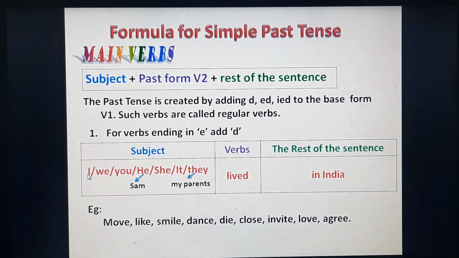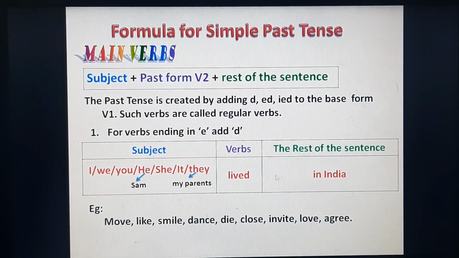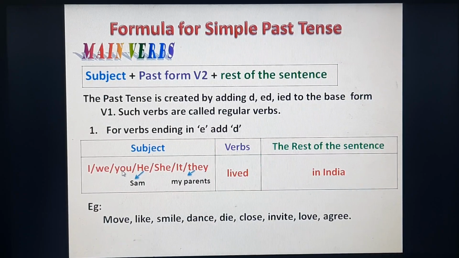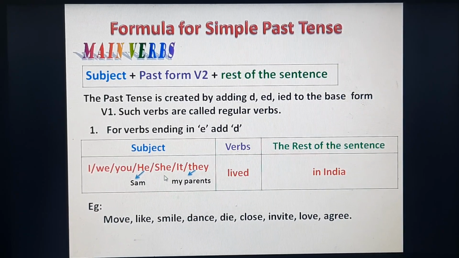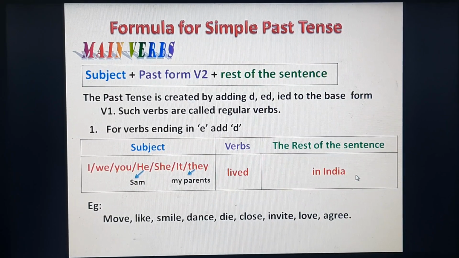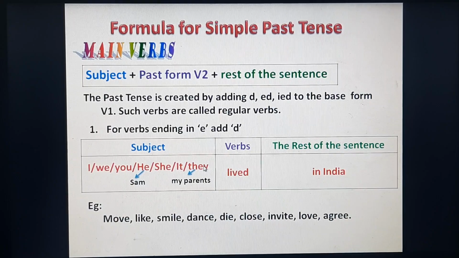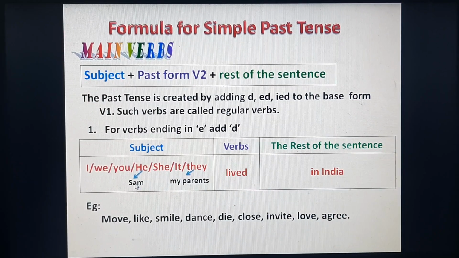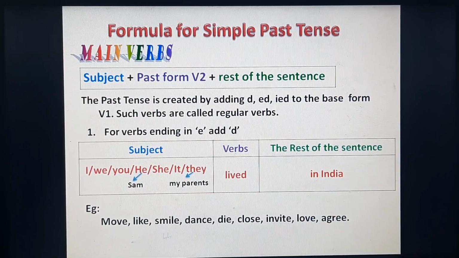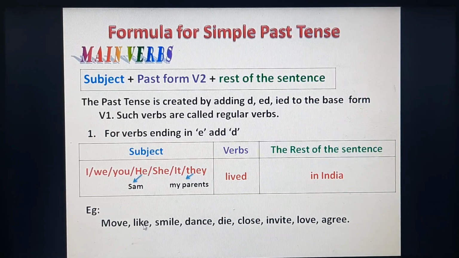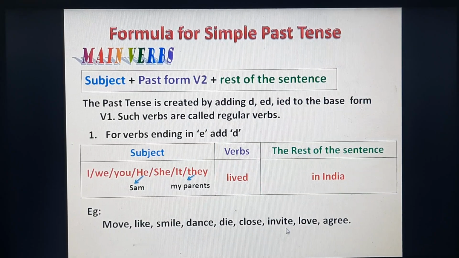I is first person singular, I lived in India. We, first person plural, we lived in India. You, second person singular and plural, you lived in India. He, she, third person singular, he lived in India. They, third person plural, they lived in India. My parents lived in India. For he, Sam is substituted. Sam lived in India. We have some more verbs here for you ending with E, like, liked, die, died, invite, invited.